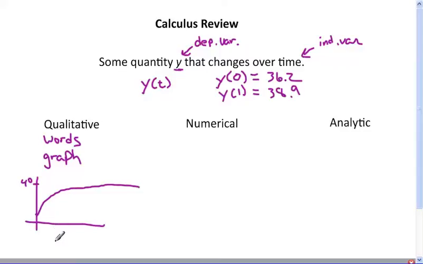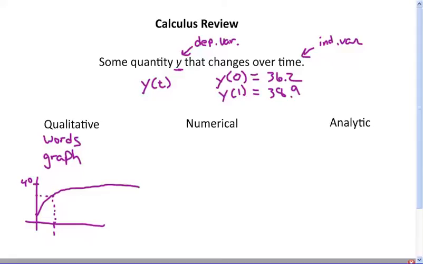So that's still not numerically precise. Like we might be able to eyeball it, but we don't really know what y is exactly at any given time. Depending on how accurate the graph is, we can estimate pretty well from the graph, but it's still not being quantitatively precise. So words and graph, that's the qualitative approach to describing a quantity.